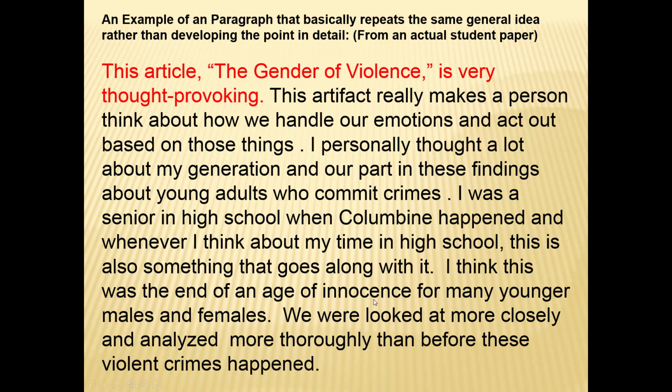I think this was the end of an age of innocence. Okay, that's a start at saying something you thought about, but again, goes nowhere. You don't really know what that means. You don't know where she's headed, how this connected to the article, nothing. So again, there's a lot of words here, but it really stays at this very general level and doesn't really explain in detail this main point, that this article was thought-provoking.